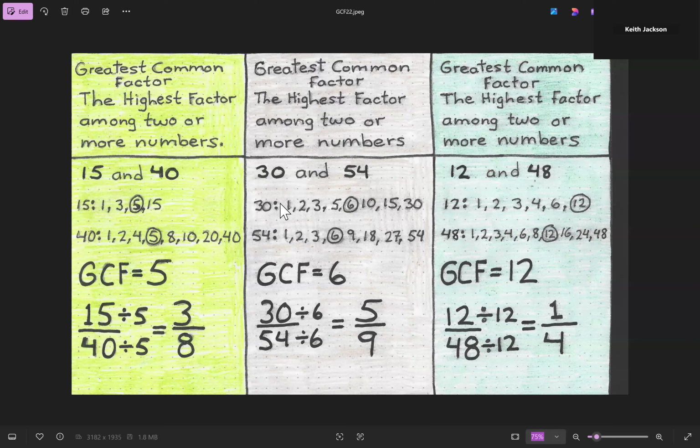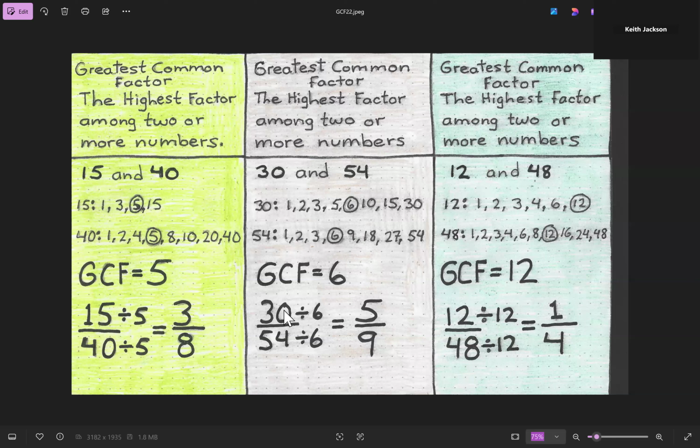But here's the thing, they share more than just one factor. They share a 1, a 2, and a 3. Well, why didn't we circle them? The reason we didn't circle them is because it's not the greatest. It's not the highest common factor that they have in common. So you're always looking for the greatest common factor. And in this case, the GCF is 6.